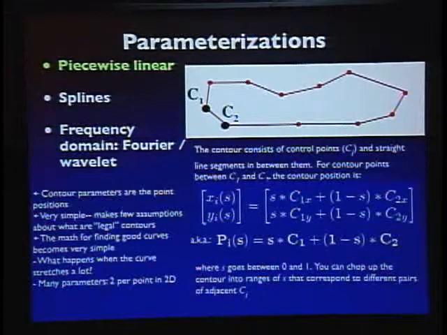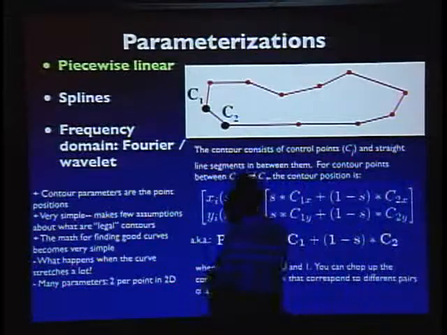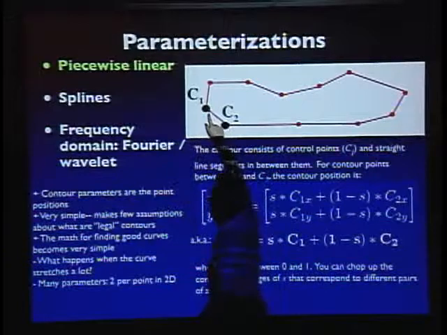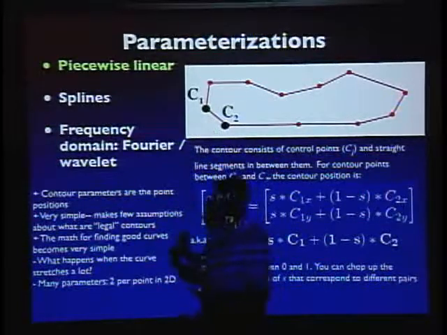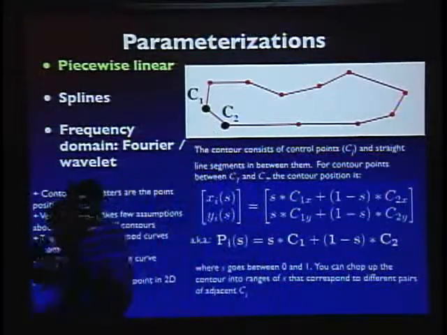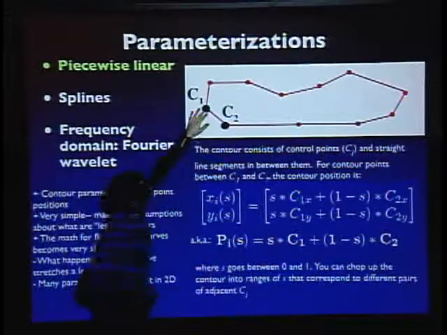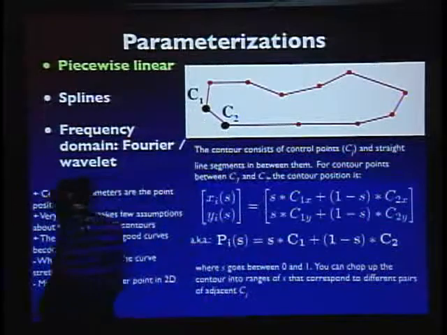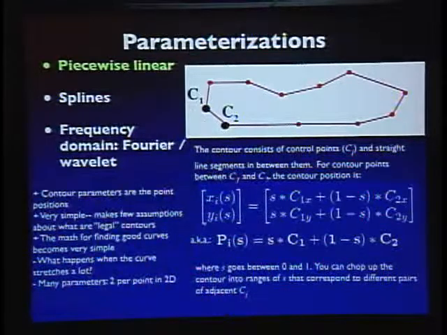So it's very, very simple. It makes really very few assumptions about what legal contours are, because it's simply drawing a straight line in between them. If you think about it, the contour in between the control points is not really defined a priori. You're defining what it is, and so it could do a lot of different things in between here. But you're making things very simple by just connecting the adjacent control points with a straight line. The math becomes very, very simple.